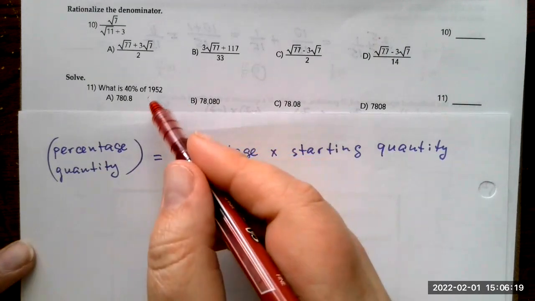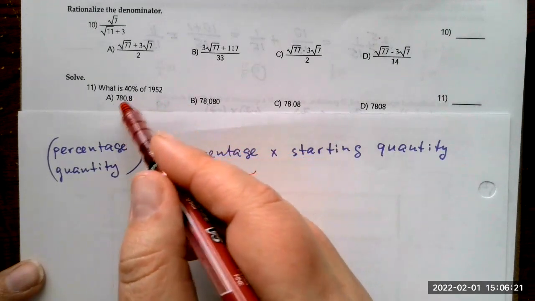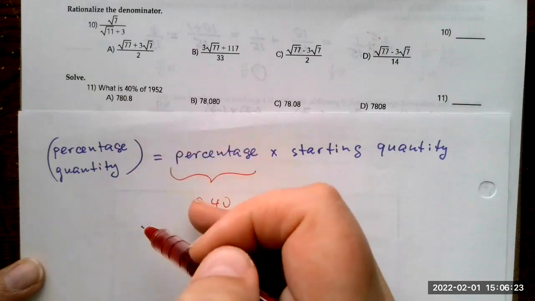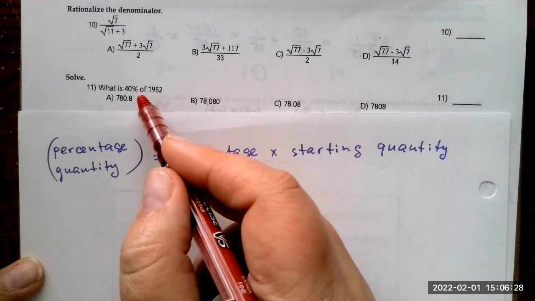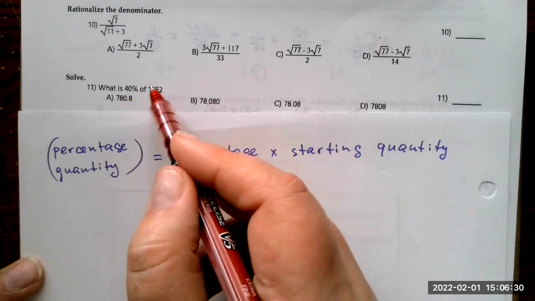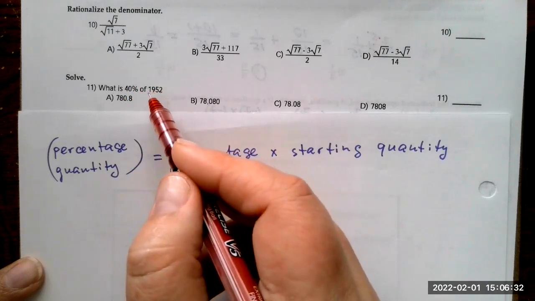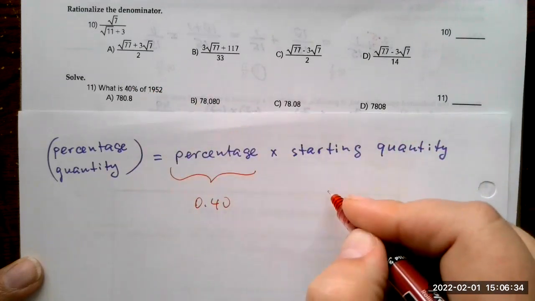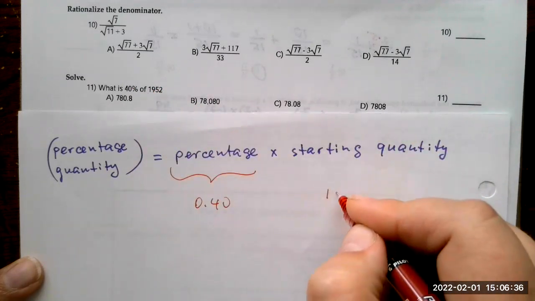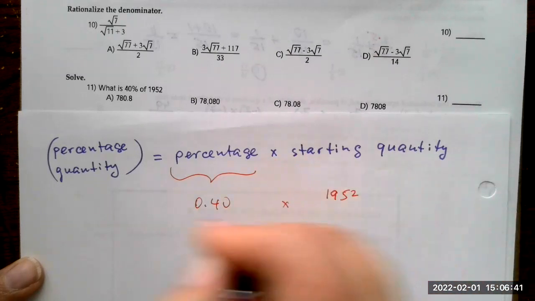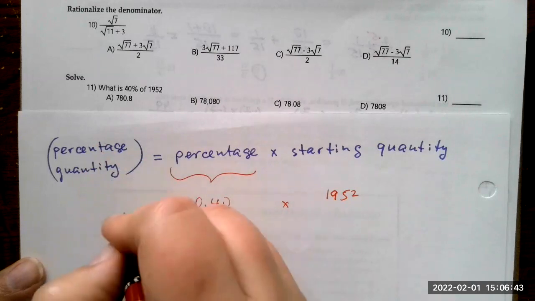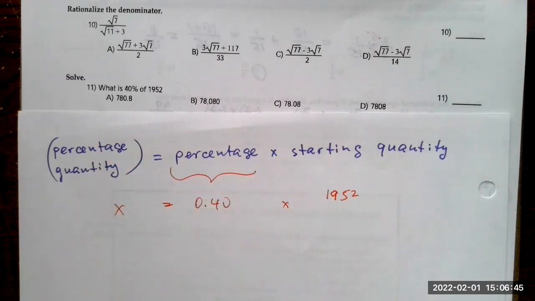Okay, and then the question asks, what is 40% of 1,952? So we're taking 40% out of this quantity, right? So that's our starting quantity, 1,952. So multiplication, and percentage quantity is what we're looking for. So again, that's how you can come up with your equation as well.